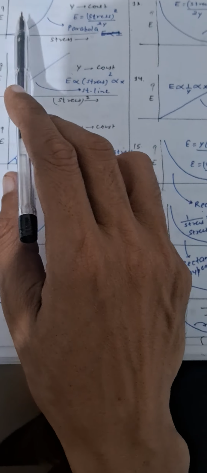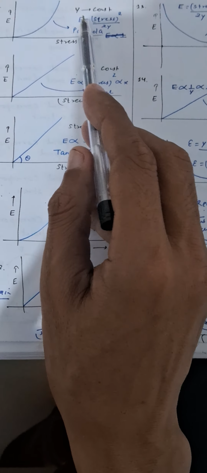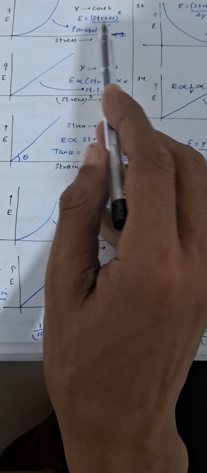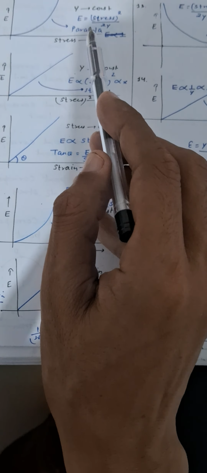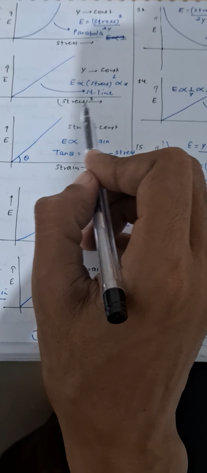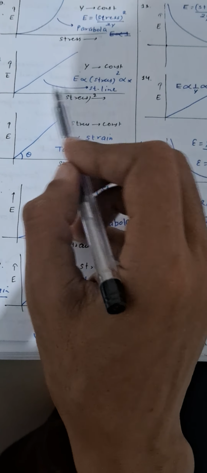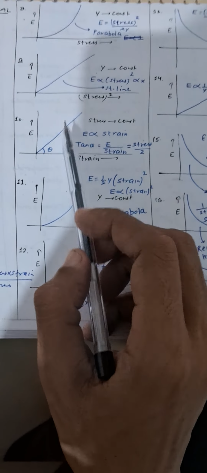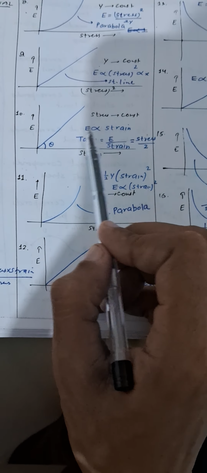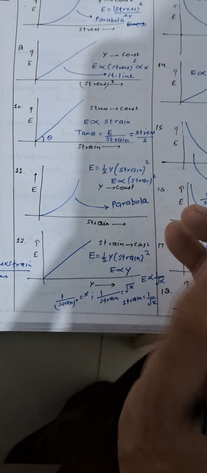Next, we have E versus stress square graph when Y is constant. The relation here is stress square by 2Y. Since it is proportional to stress square, the graph will be a parabola. If Y is constant, E is proportional to stress square. I assume that stress square is equal to x, so we have E proportional to x, and the graph will be a straight line. Then, if stress is constant, E is proportional to strain. If we draw a graph between E and strain, that will again be a straight line, and tan theta is equal to stress by 2.